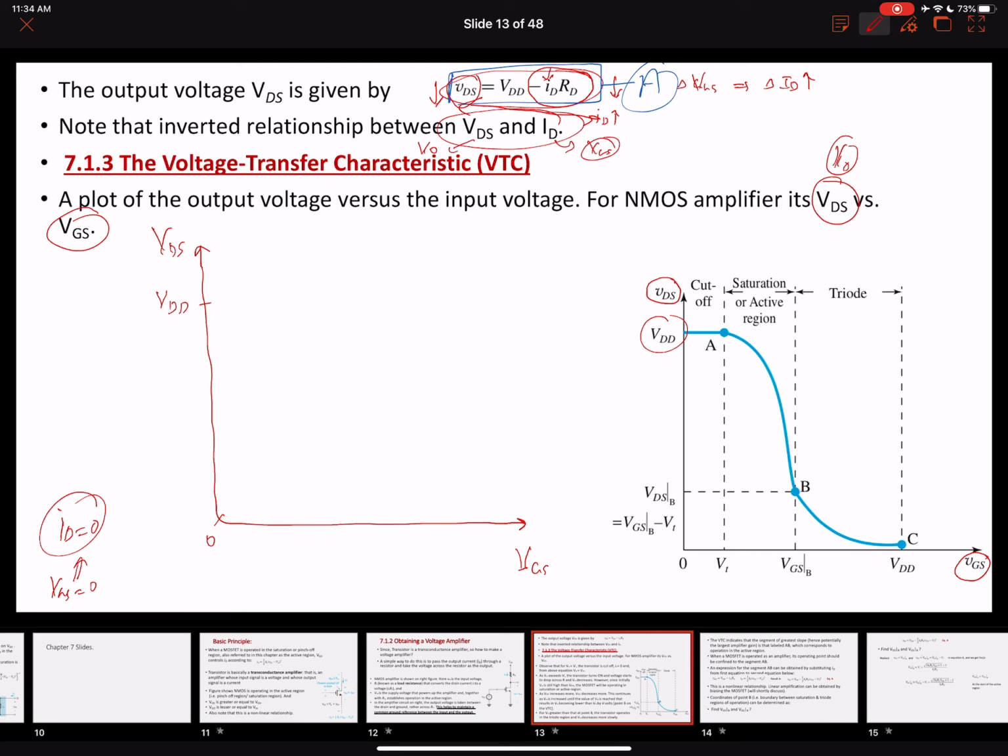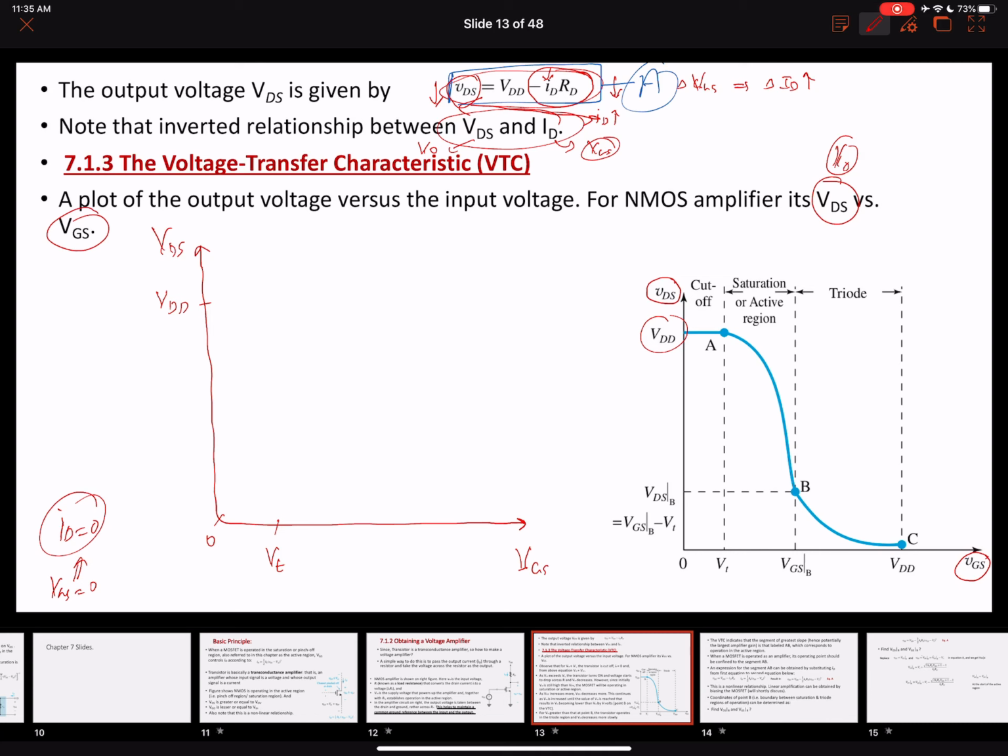Our drain current will remain 0 until VGS becomes equal to the threshold voltage. At threshold voltage, the channel will be induced, and the drain to source voltage that appears is going to determine whether it is operating in the saturation or the triode region.